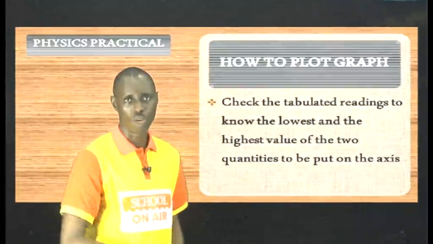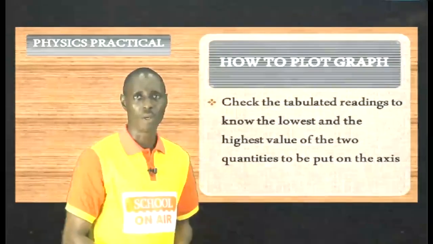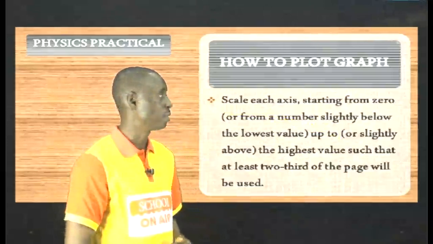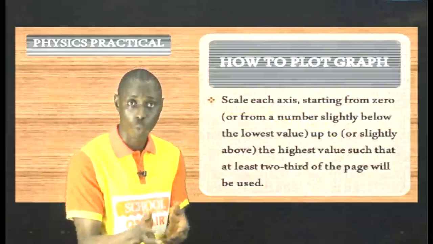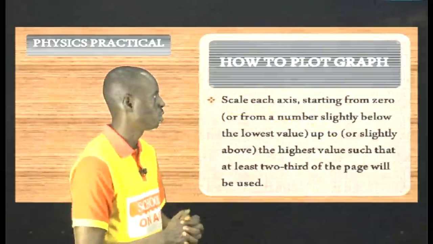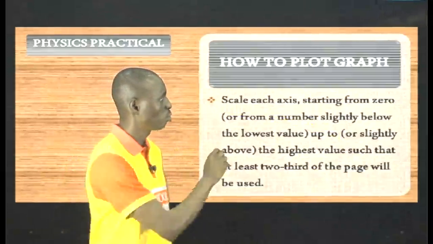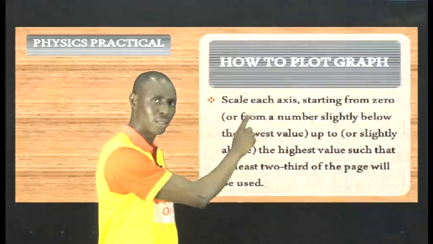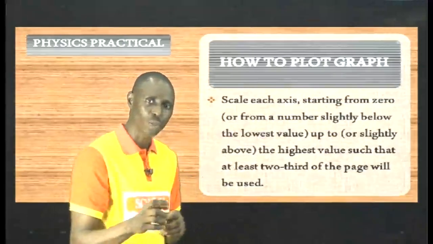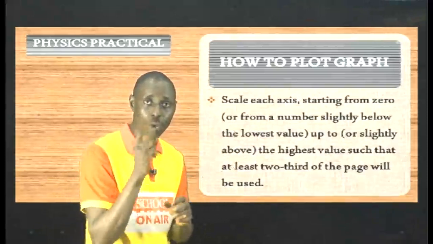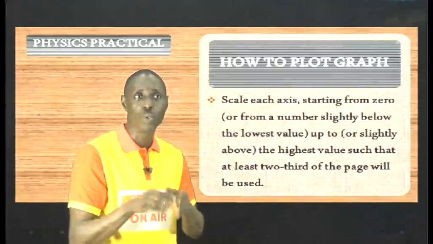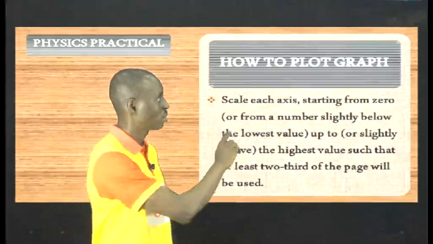There are two quantities. One is going to be on the x-axis, while the other one will definitely be on the y-axis. And the relationship between them is what the question is all about under examination condition. More so, like I told you, you have to scale each axis. You need to scale the axis. And so the idea of looking at the highest figure and the lowest figure is to assist you in scaling the axis.